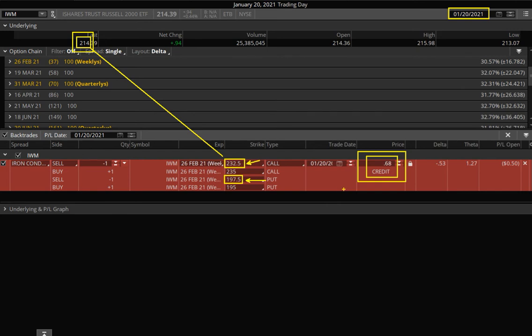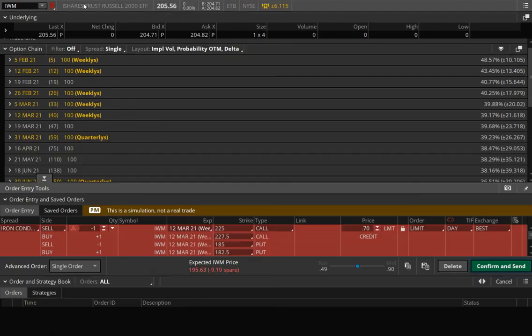So now let's compare that to today and making roughly the same trade. If I go to a trade page, and this is today, up here you see it's 205.50 roughly. So what am I doing here?